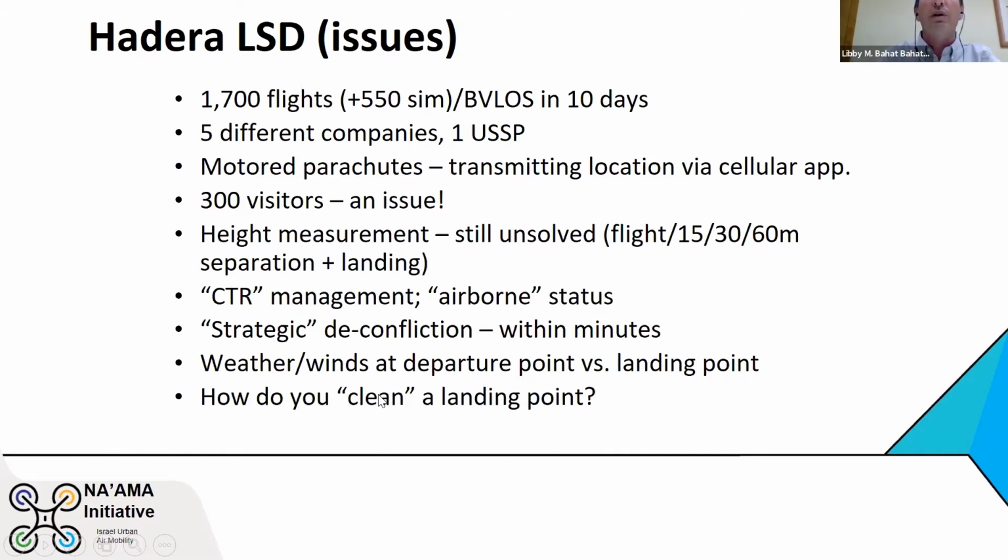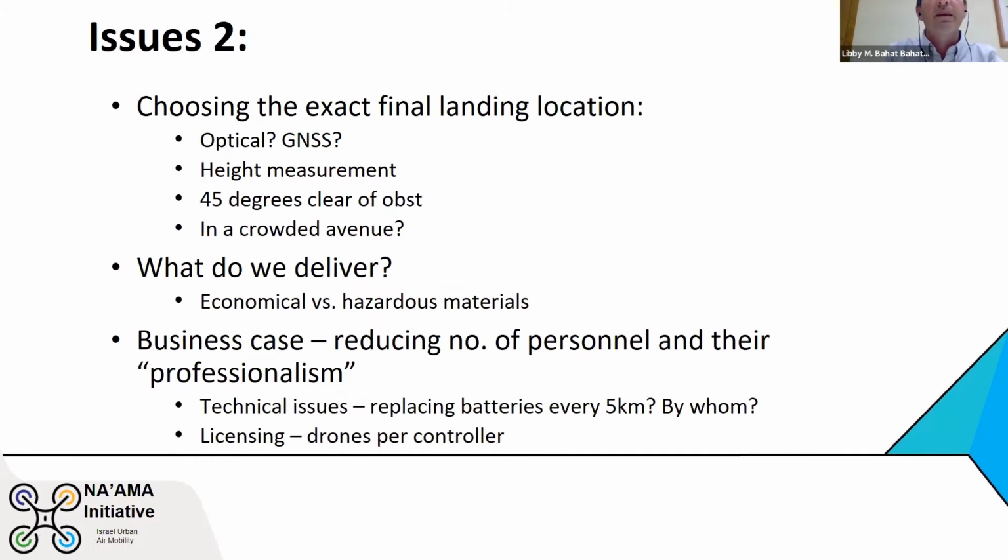Weather and winds, again, you know where you're taking off. But if I'm going 3 miles towards the beach and trying to land there, the situation can be totally different. How do you clear your landing point? Pretty obvious, from obstacles, from people, even animals. How do you choose the exact landing point? Optical, GNSS. We talked about height measurement. Before you go to the mission, do you use some sort of Annex 14 obstacles, maybe similar to helicopters? Of course, how do you do it in a crowded avenue? It's an issue that many companies are dealing with.